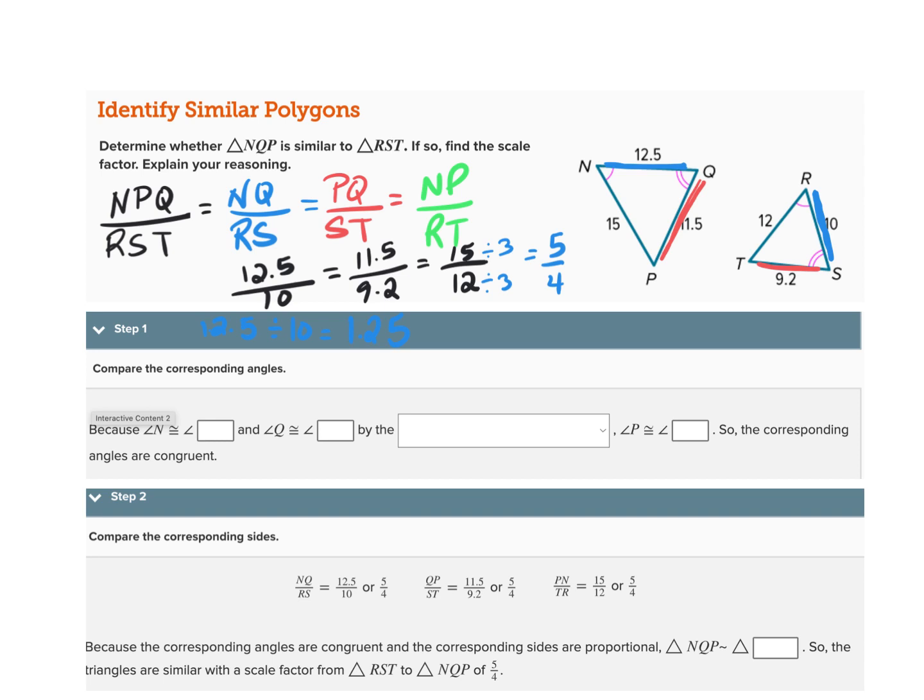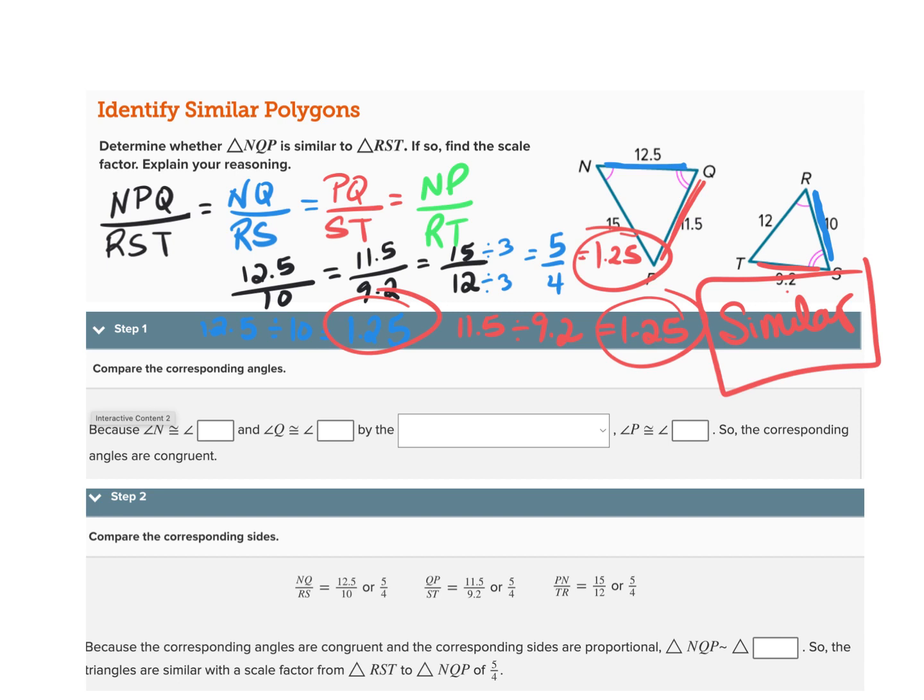And then I'm going to do 11.5 divided by 9.2. And I get 1.25. And when I do 5 divided by 4, I get 1.25. So you'll notice the ratio between all three sides is exactly the same. That means these two triangles are in fact similar.